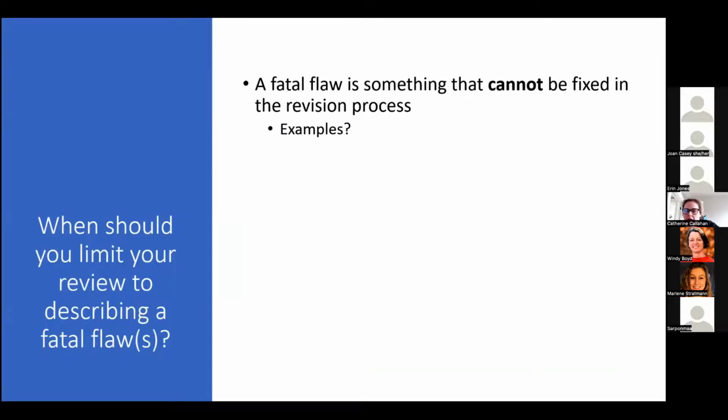So a fatal flaw is something that cannot be fixed in the revision process. And if you find one in a paper, you might want to consider limiting your review to describing these fatal flaws. So does anyone have any examples of a fatal flaw that they would consider something that cannot be fixed in revising the paper and would lead them to recommend reject? So one example that I always use is if an author uses a biomarker in a case control study that's impacted by disease status, this would render the study pretty uninformative.